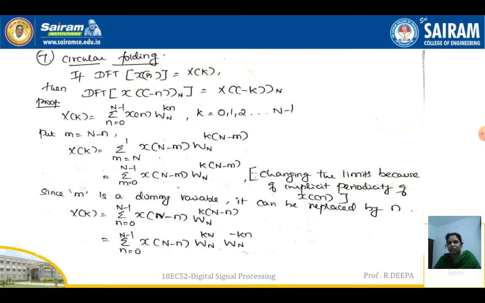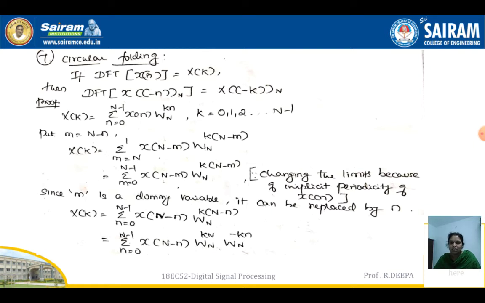So X(k) is equal to summation. Since the index starts with n equal to 0, I need to change the index to m. So putting n equal to 0, we get m equal to N. And for the upper limit, putting n equal to N minus 1 in the equation, we get m equal to 1. Hence, we can write the summation from m equal to N to 1, x of, instead of n, capital N minus m, into W_N power of k into, instead of n, again N minus m.